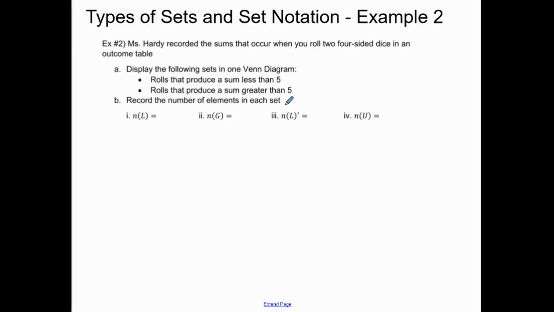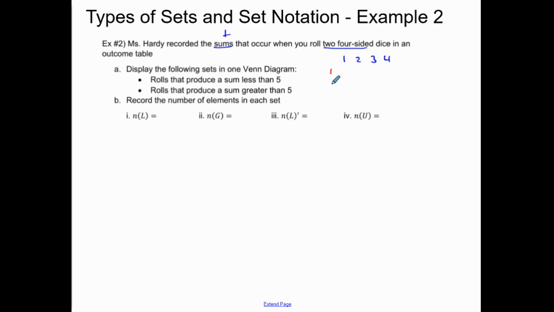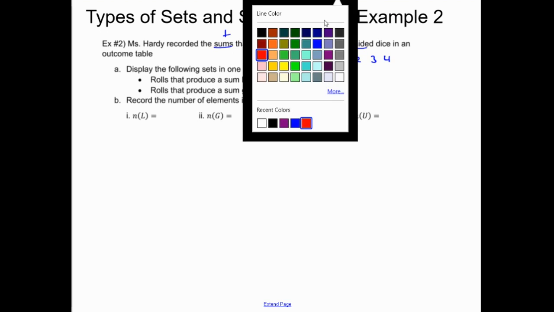Okay, types of set and set notation, example number 2. So we're going to record the sums that occur when you roll two four-sided dice in an outcome table. When I have one four-sided dice, it has sides of 1, and I can roll a 2 or a 3 or a 4 for the four sides. With my other four-sided dice, I can also roll a 1, a 2, a 3, and a 4.